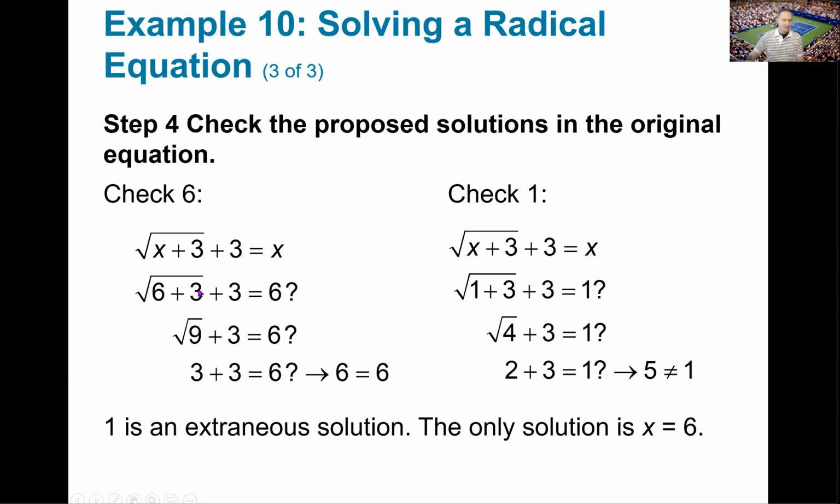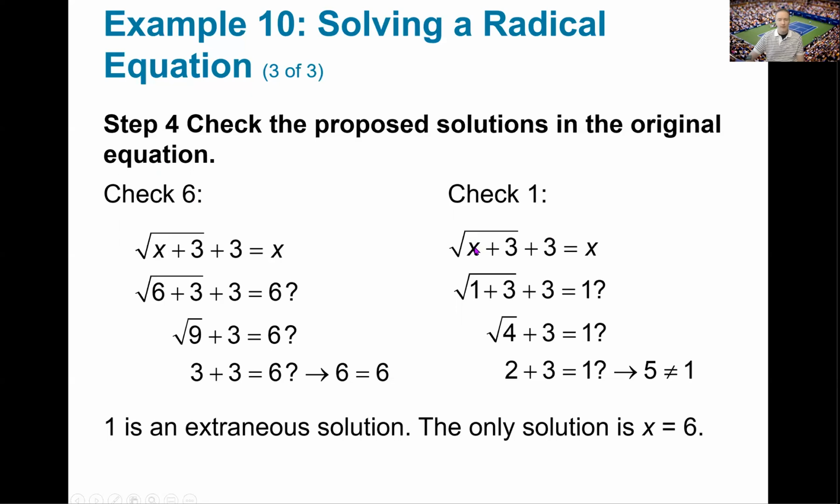Square root of 6 plus 3, it's the square root of 9. The square root of 9 is 3. 3 plus 3 is 6. And I'd have a 6 on the right-hand side as well. So, yeah, 6 equals 6. Check. I know that 6 is a solution. I check the other solution, or what I think the other solution is, the 1.